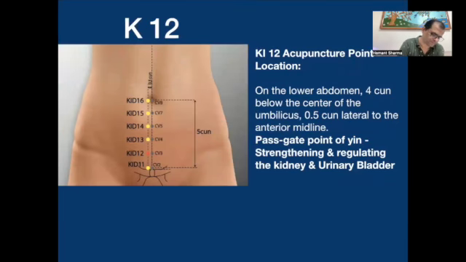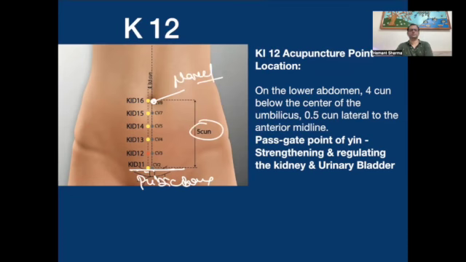From the pubic bone, ये हमारी pubic bone है और ये नाभि है. This is the navel. The distance is 5 chun. From the navel to the pubic bone 5 chun की दूरी होती है. आप इसे उंगलियों से नाप सकते हैं. How to measure by the finger?